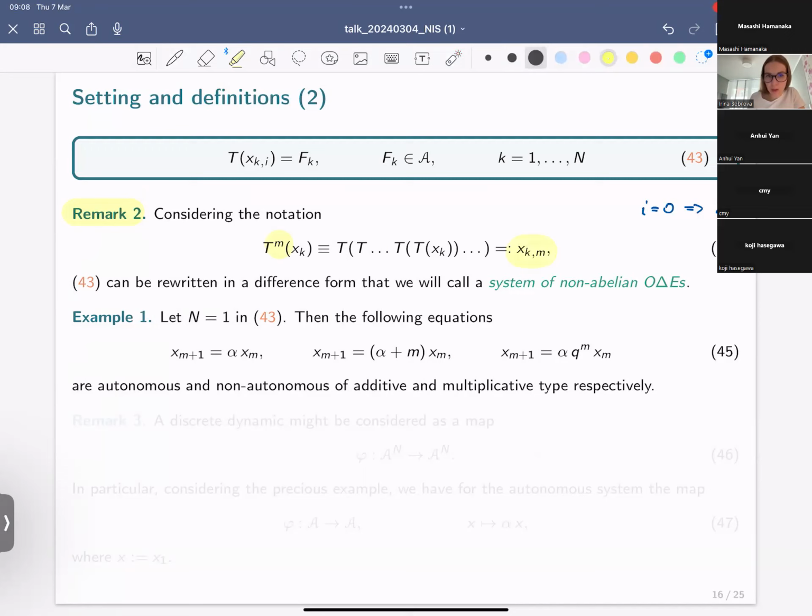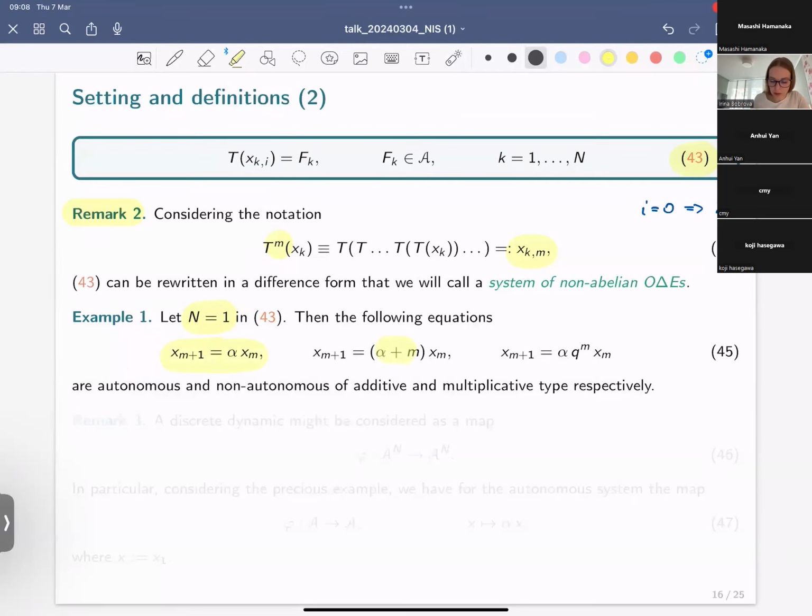So, by using this notation, we can rewrite our system 43 as a system of non-abelian ordinary difference equations. In particular, let us consider the case when n is equal to 1, and let us present all three types of non-abelian ordinary difference systems. The first one is just autonomous. We have a parameter alpha that doesn't depend on the index m.